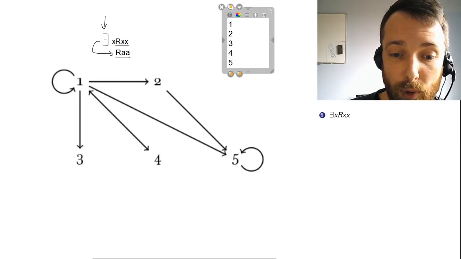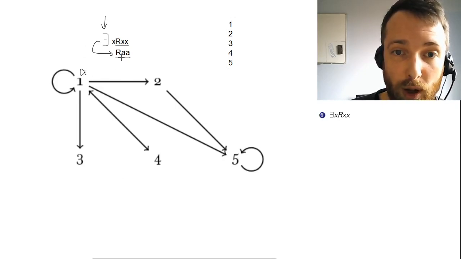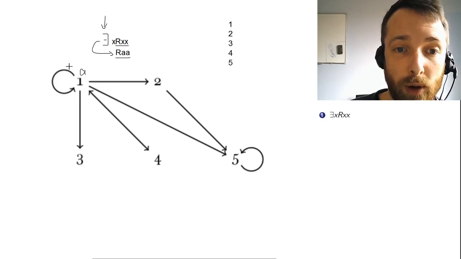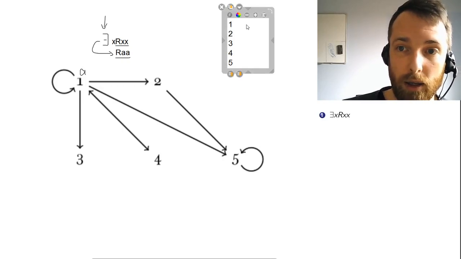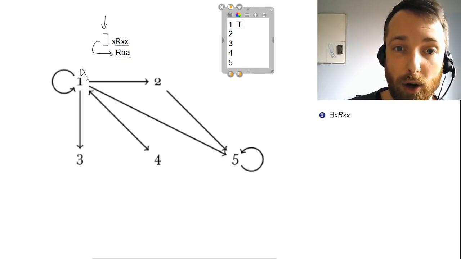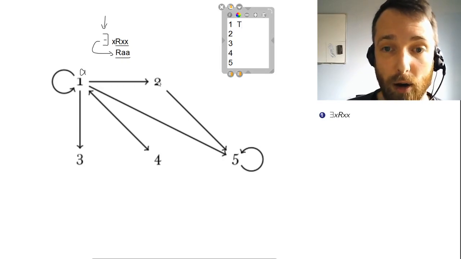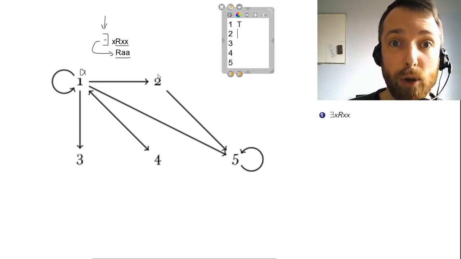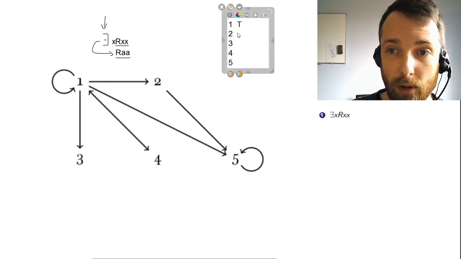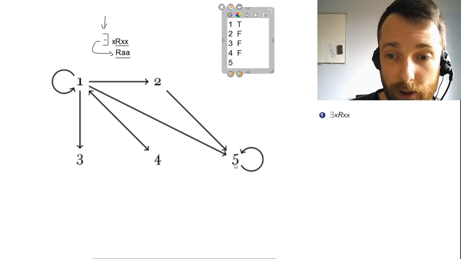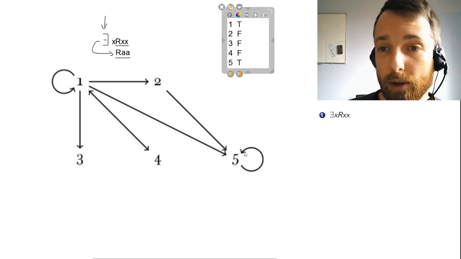Well, if I put the name A on number 1, then Raa says that 1 points at 1, which indeed it does. So I know that if I put the name A on object 1, then Raa is true. But if I put it on 2, then Raa says 2 points at 2, but there's no such arrow. So in that case, our sentence would be false. Likewise, there's no arrow from 3 to 3, no arrow from 4 to 4, but there is an arrow from 5 to 5. So here are the things I've checked.